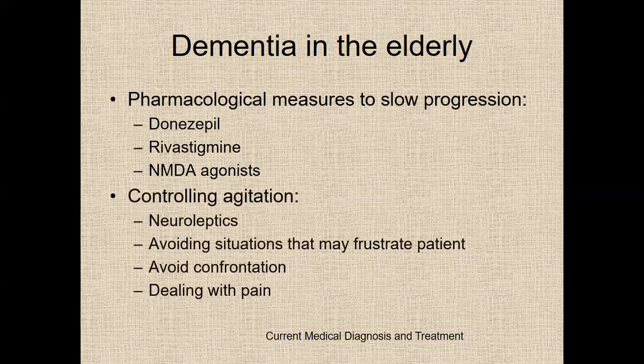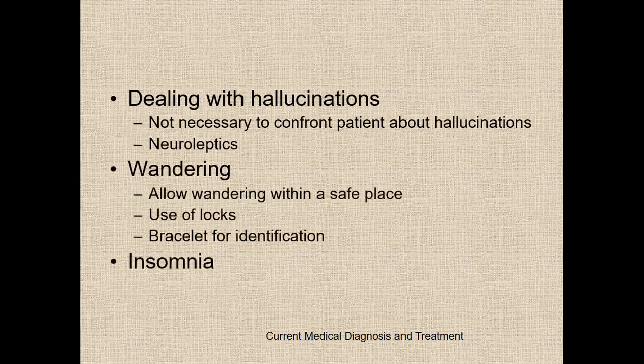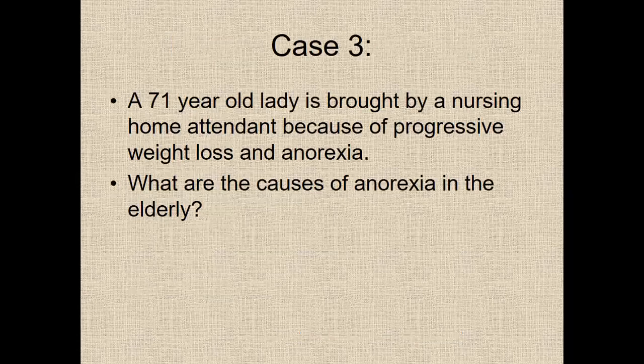Neuroleptics, avoiding situations, avoiding confrontation, and dealing with the patient carefully. This is all about controlling agitation in elderly patients, because a dementia patient can be more confused and more agitated. So you need to carefully review that and manage those issues. If there is hallucination, wandering, or insomnia, you need to deal with those as well.